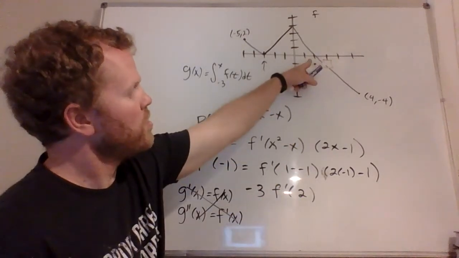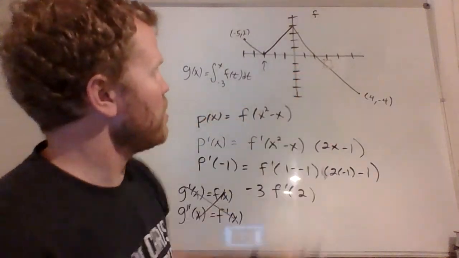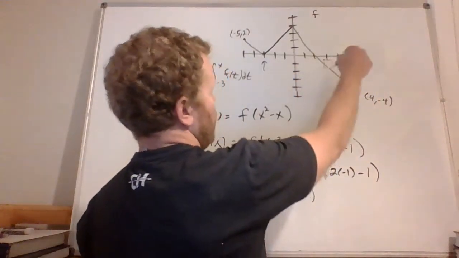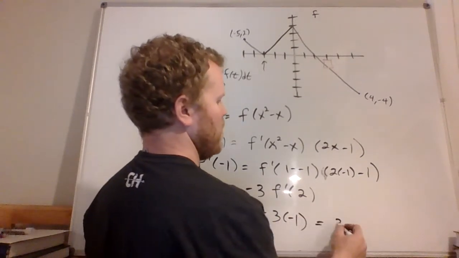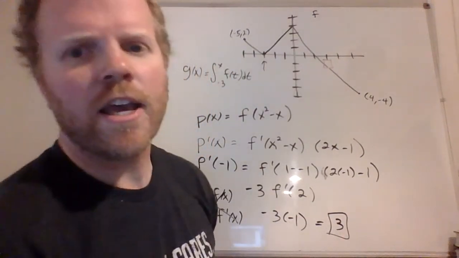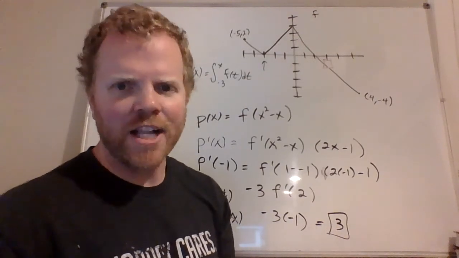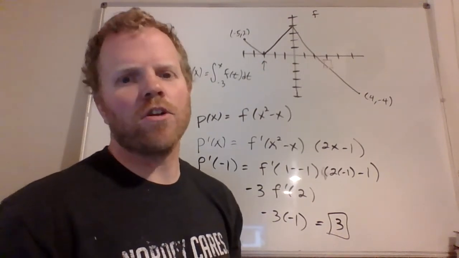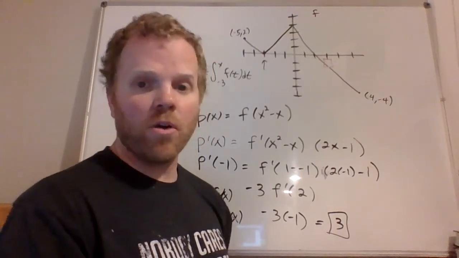So at 2, we don't want 0 here. 0 is f of 2. We want the slope here, and it looks like we're going down 1 over 1, down 1 over 1. So this should be negative 3 times negative 1, which is positive 3. And we have found our slope. Sometimes these problems ask for the whole tangent line. This one's just asking for the slope. So you're done once you found the slope. No reason to write the equation of a line. But I think we're all done here.